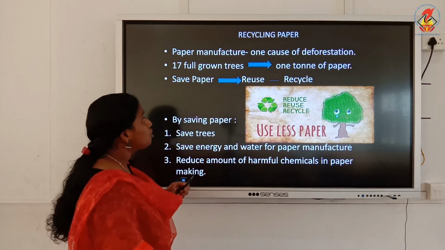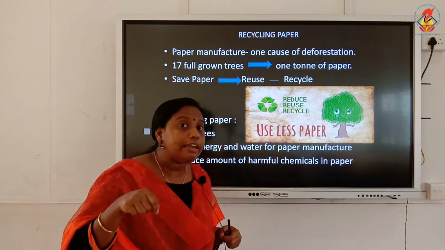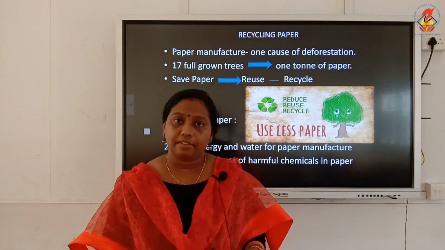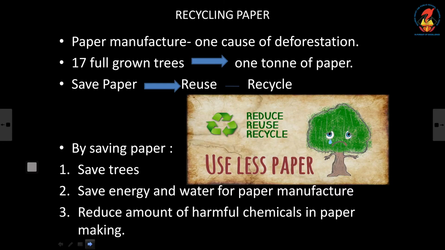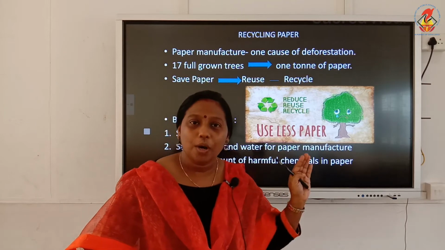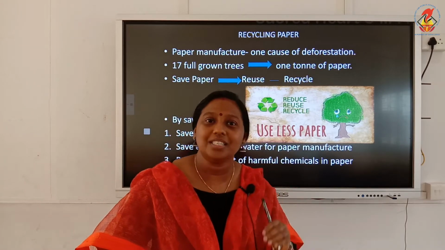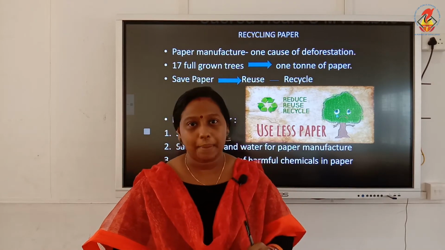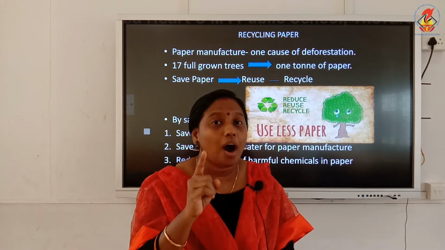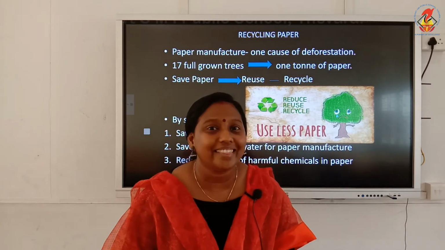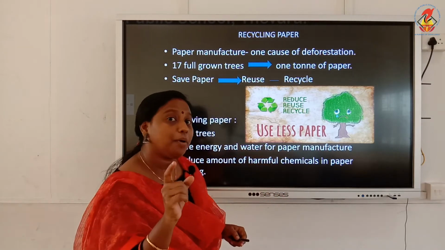So what should we do? We have to save paper in order to save our trees. And how can we save paper? Just use this 3R theory. What is the 3R theory? Reduce, reuse and recycle. By doing these three processes, we can save paper. And when you save paper, you are unknowingly doing certain things. What are those things which are done by you?